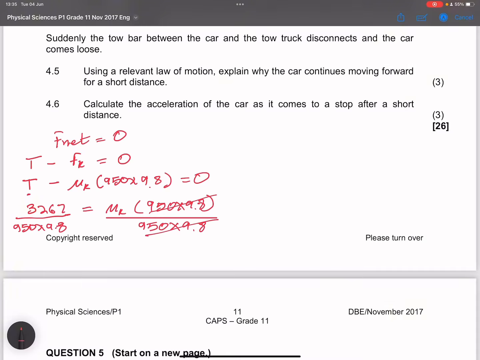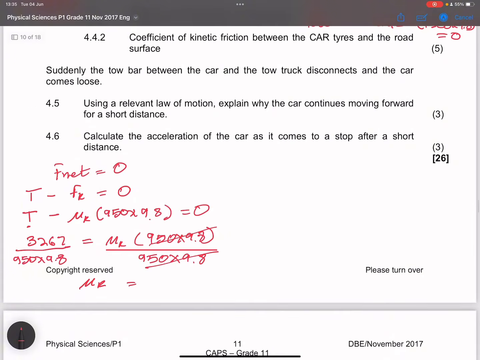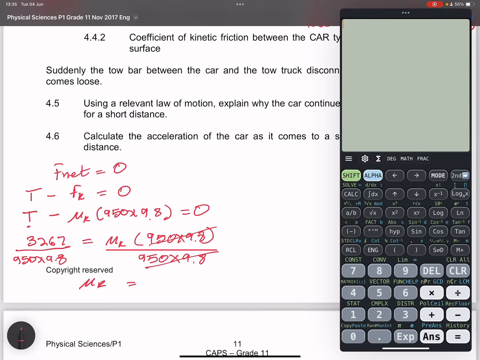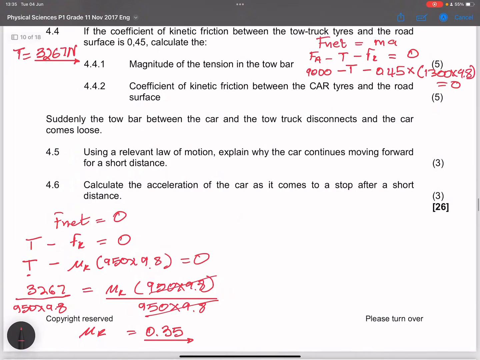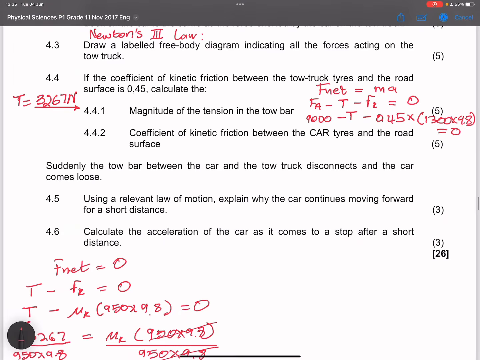All right, so in that case, what do I get for that coefficient? In this case, I will simply have 3267 divided by 950 times 9.8. Okay, and I seem to get a coefficient of 0.35. And please remember that coefficient of friction does not have any units, right? It is a constant.